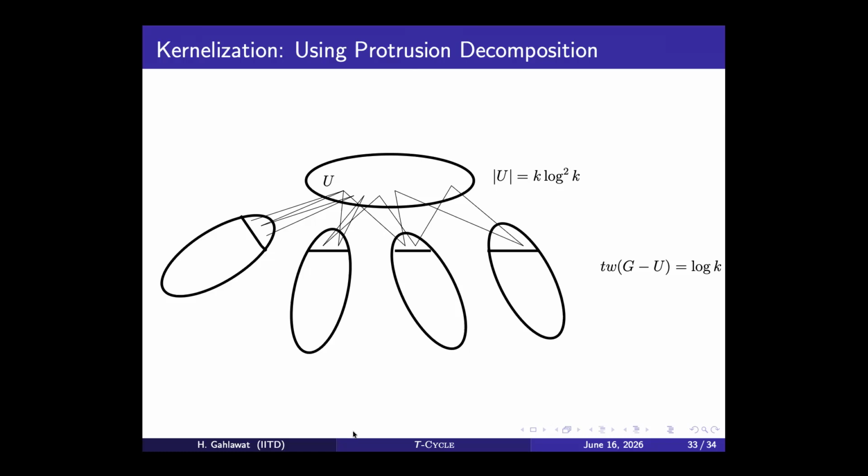They only have edges with the modulator. And there are very few vertices which have edges with the modulator above, and these are log k. All of these modulators have size log k. They can only have edges with above. Nothing else can have edges above, and they don't have edges among themselves.